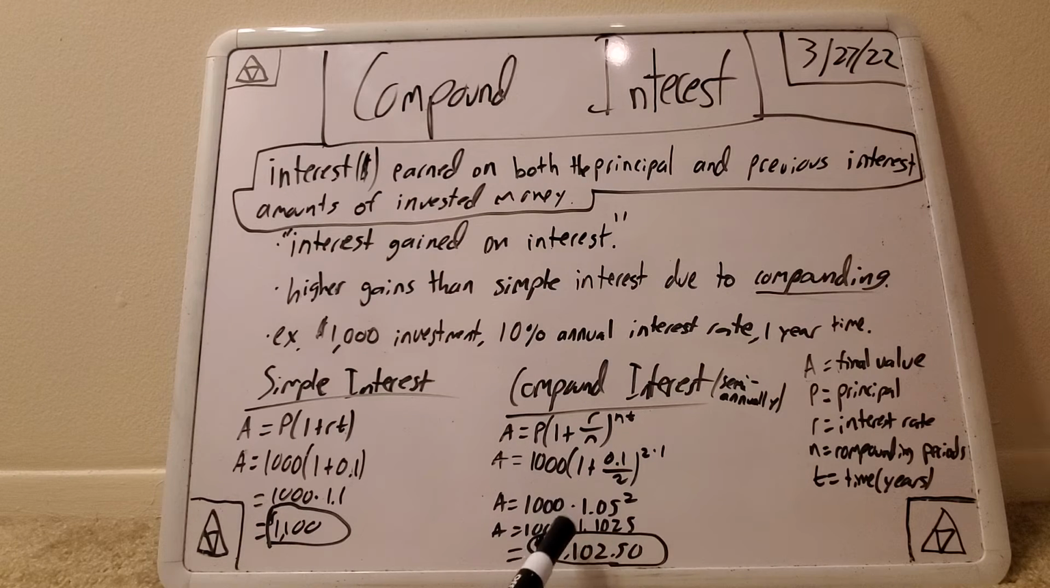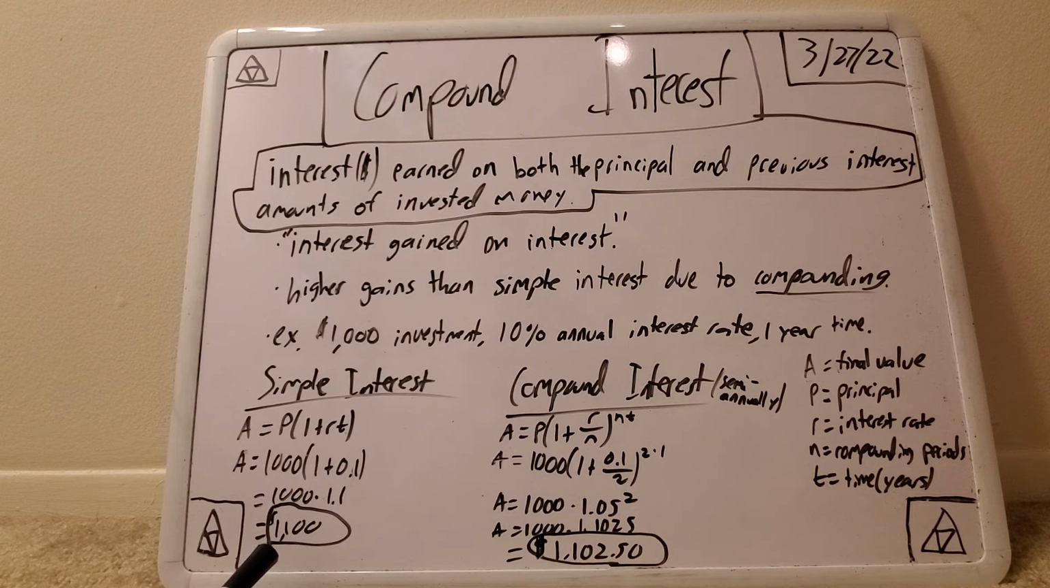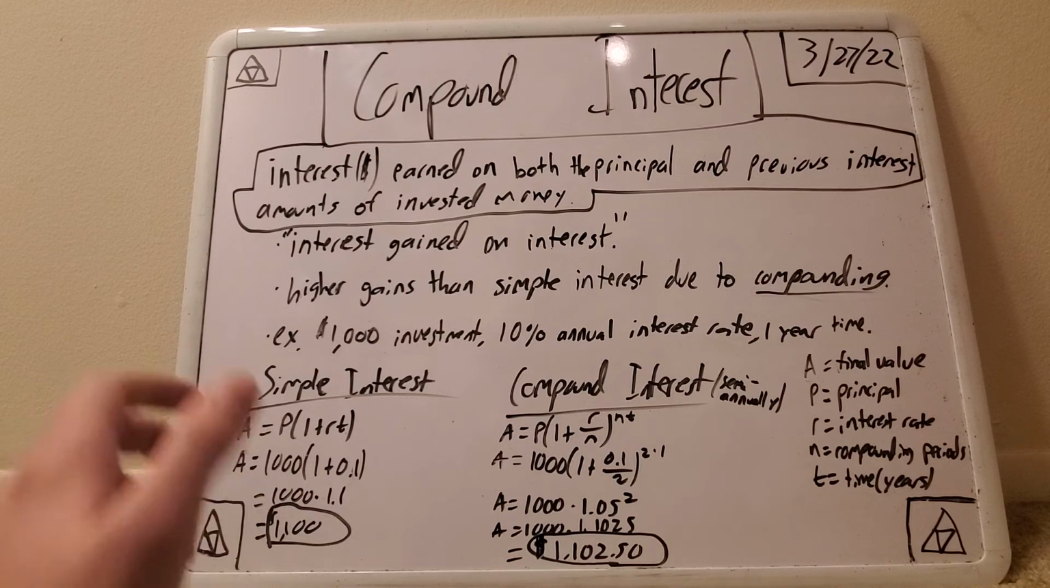Simplifying that down, we get $1,000 times 1.05 squared, since it's just 2 times 1. And then we have $1,000 times 1.1025. Finally, after a year of that compounding interest, we have $1,102.50. As you can see, that does differ a little bit from our simple interest. With simple interest, we only got $1,100, and compounding semi-annually, we got $1,102.50. So we got a $2.50 gain just from compounding twice instead of simple interest, which compounded 0 times.